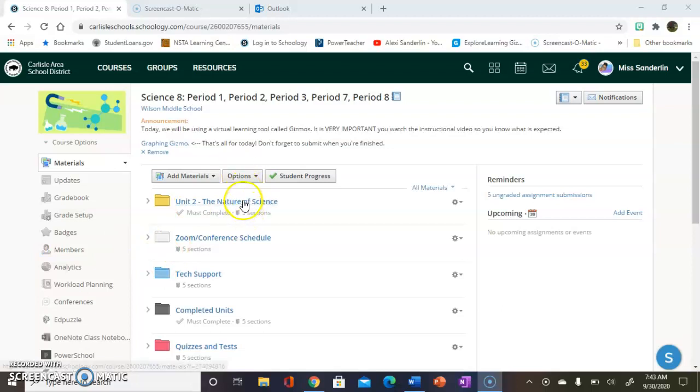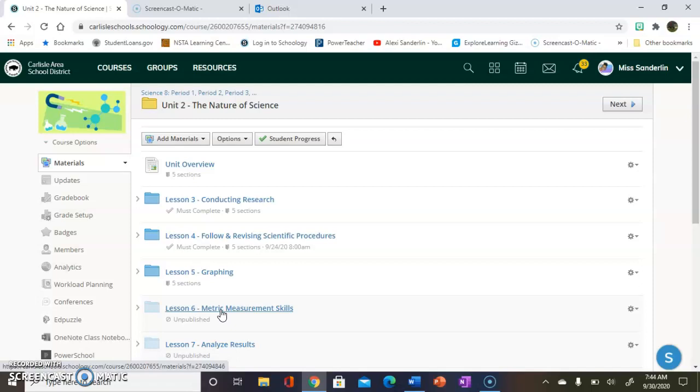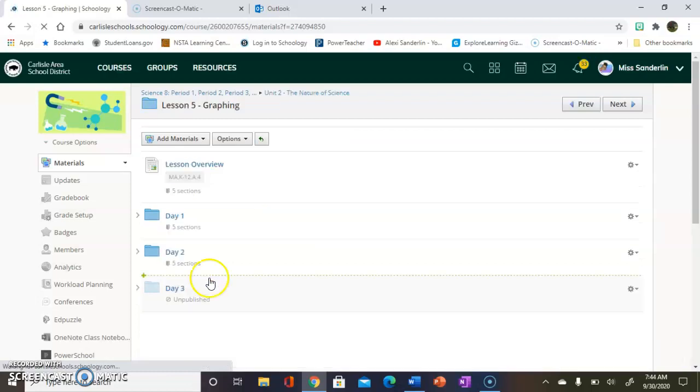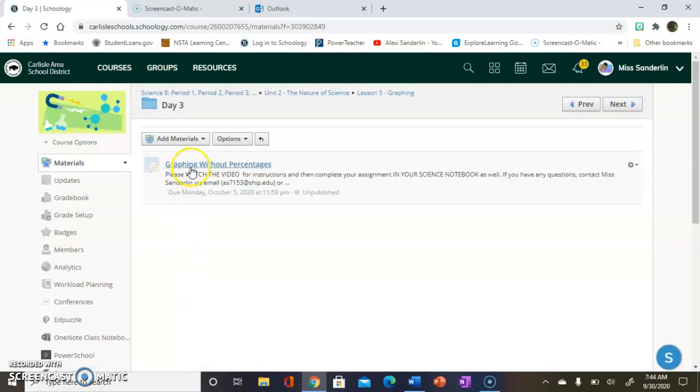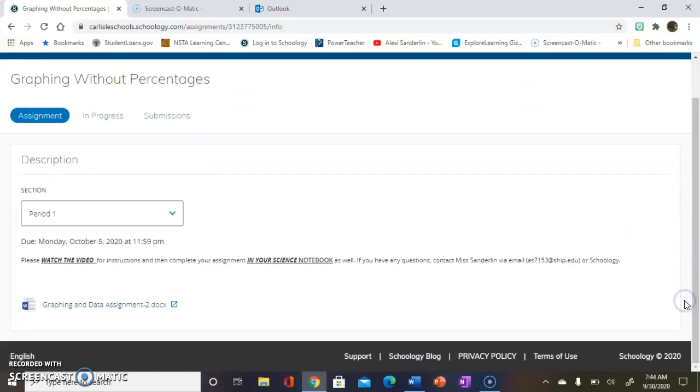So you start in your Unit 2 folder, or there will be a link in your announcement that should be at the top. Lesson 5, Day 3, Graphing without percentages. So, read the directions. Please watch the video for instructions and complete your assignment in your science notebook.